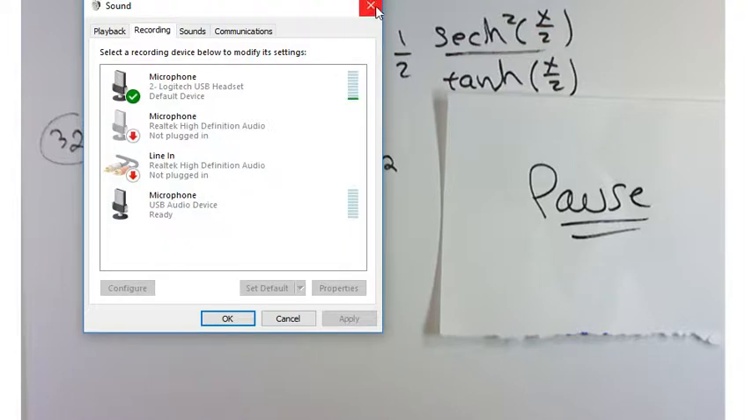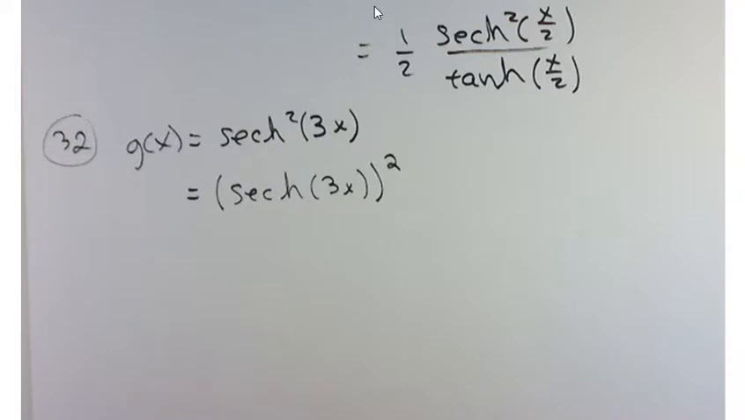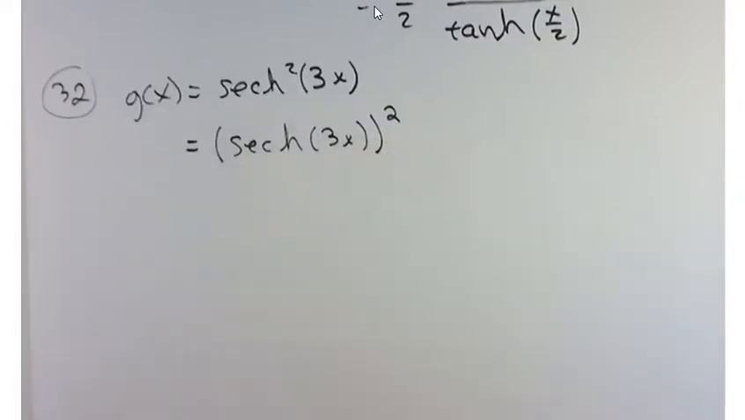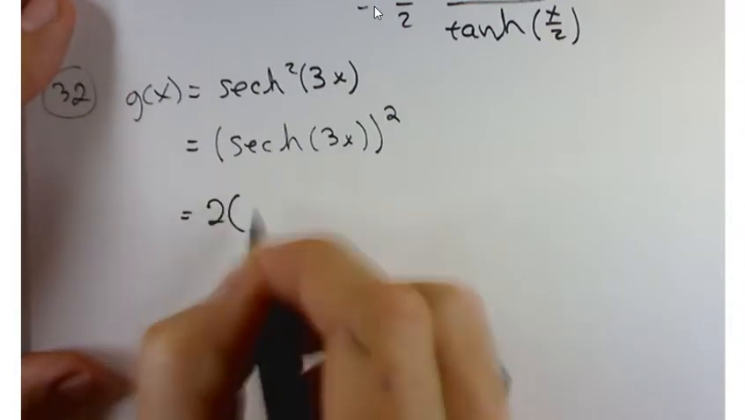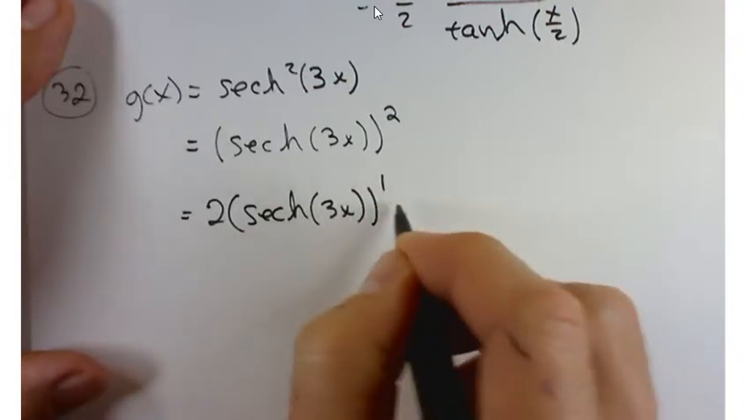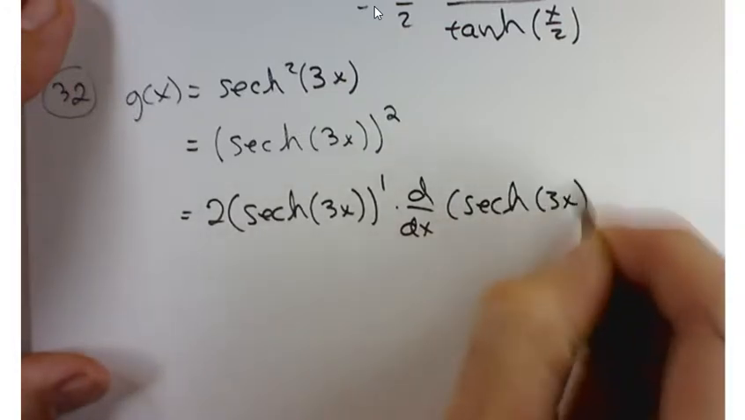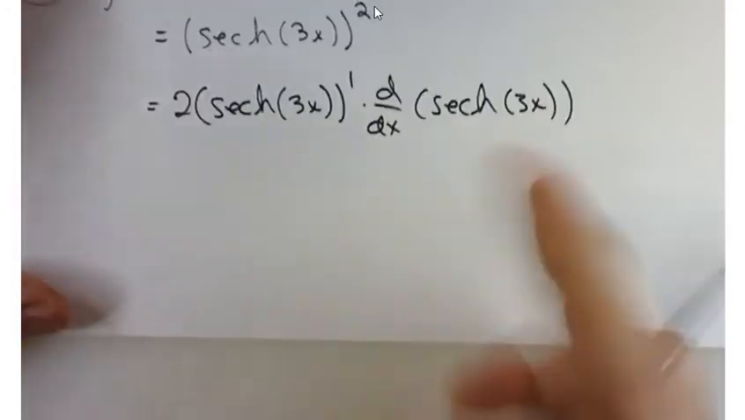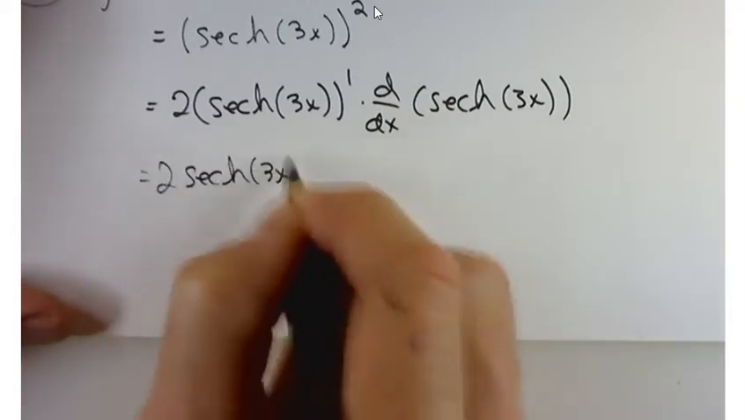Okay, we still got sound. That's good. So this is another chain rule problem. What's the outside function in this case? The squared function. So the derivative here is going to be 2 times hyperbolic secant of 3x to the first power times the derivative of the inside, sech of 3x. So that's 2 hyperbolic secant of 3x.